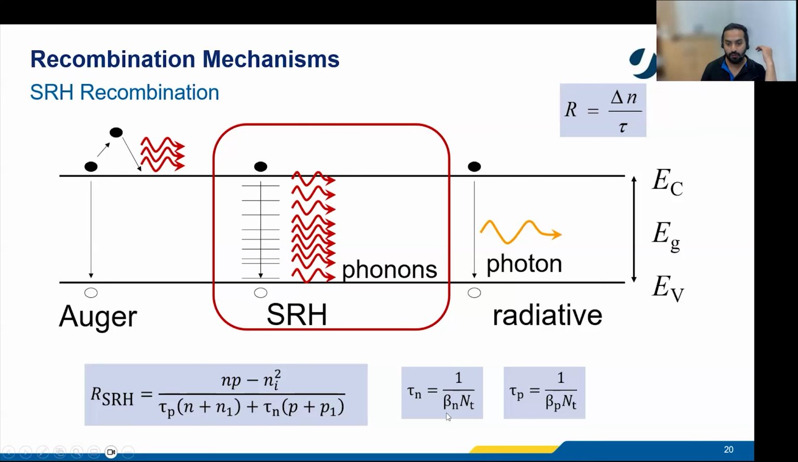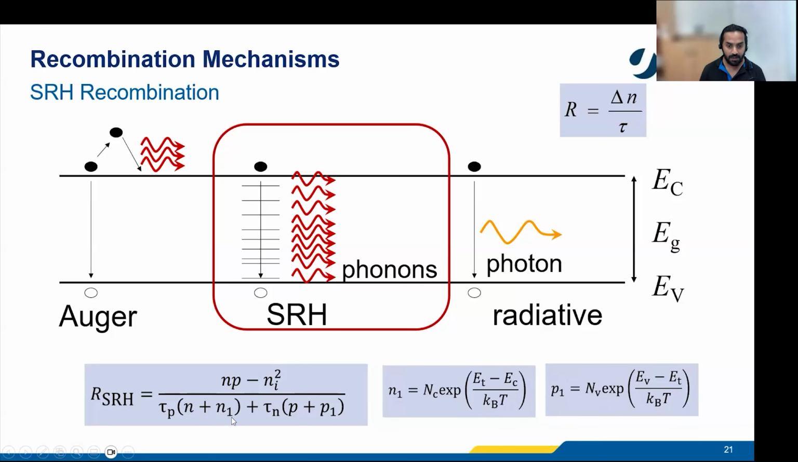So if these capture coefficients are high, it means there's more probability of an electron or hole getting trapped in the trap. And of course, if you have more defect densities, that means there's higher chance of more carriers being trapped. So essentially the lifetime, which is how long the carrier exists before recombining in the band, is given by the inverse product of these two.